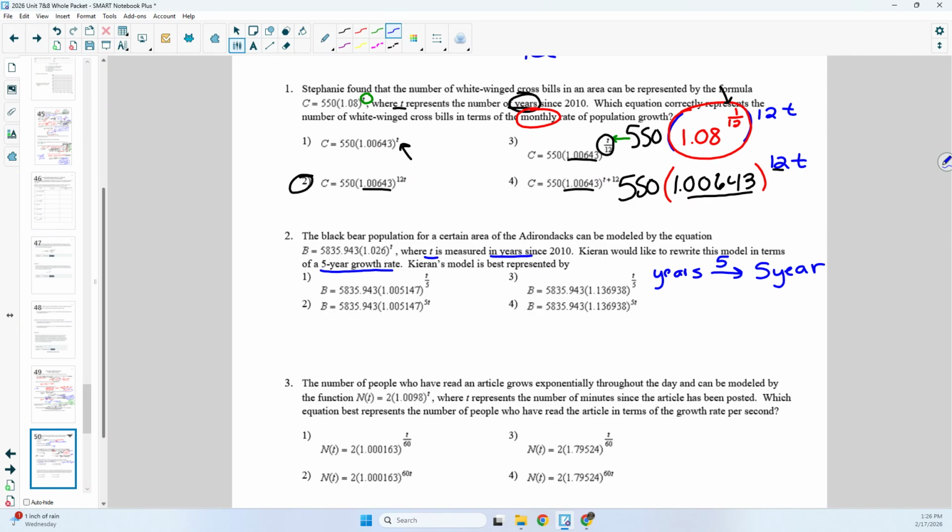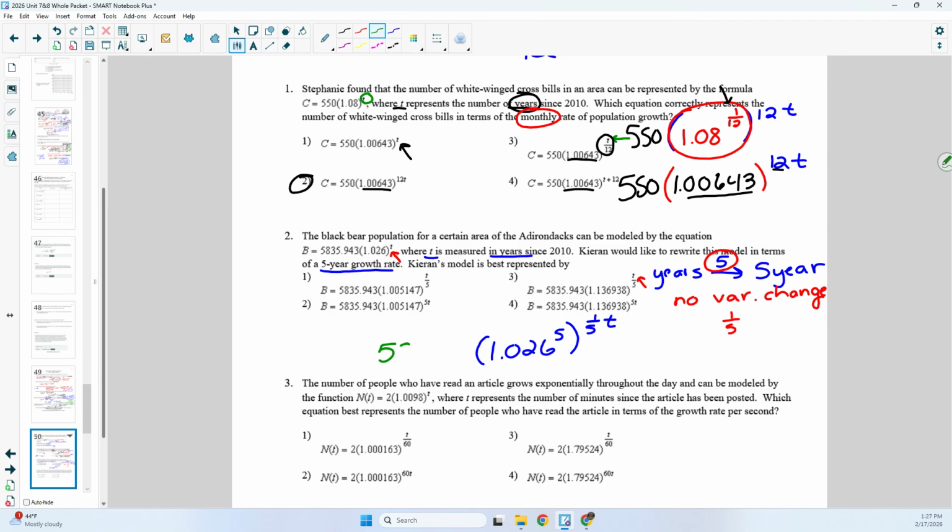Looking here, I start with a t, and I end with a t. So my variable did not change, so no variable change, which means I need a balancing number. If I use a 5 to start out with, I'm going to need a 1/5. So what this looks like, I have my 1.026. I need more growth, so I'm raising it to the 5th. And then I need a 1/5 out here to balance it.